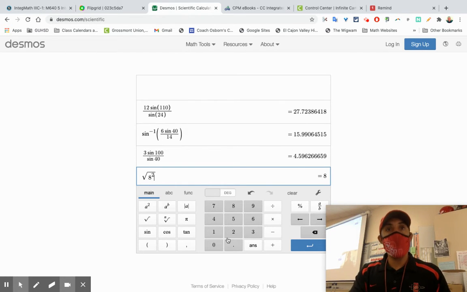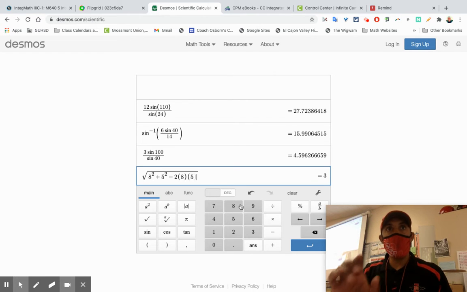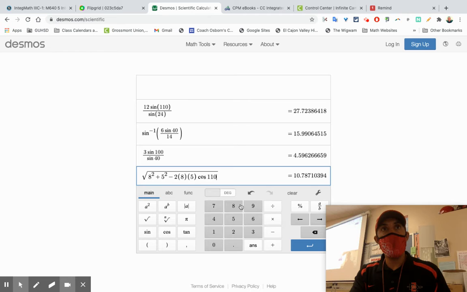So 8 squared plus 5 squared minus 2 times, again, I'm just copying down what I wrote, times 8. I'm literally just typing it the exact same way it's on my paper. And then make sure when you do the cosine, click out of this, I put cosine of 110. You want to be careful that when you do this last part, you don't go outside the radical and it starts to look like that. Because if you don't see that line over the top of it, it's not inside the radical. So make sure that you do that inside, underneath.